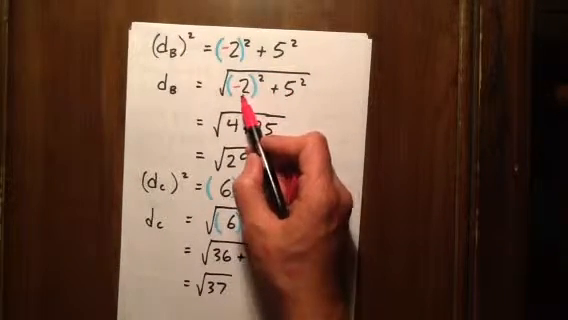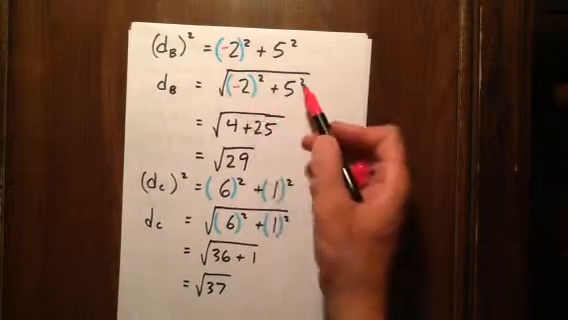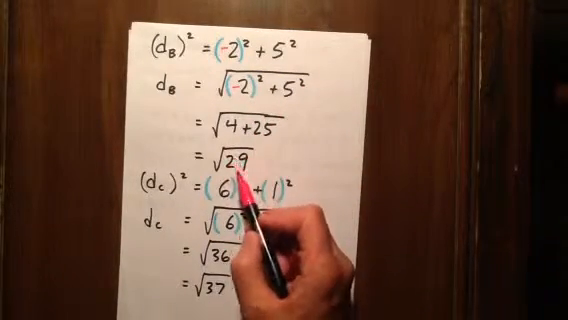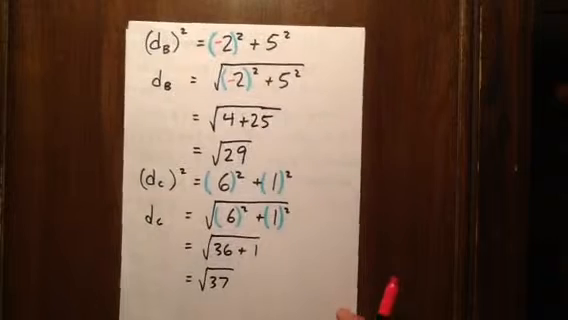Well, -2 times -2 is 4. 5 times 5 is 25. So the distance is the square root of 29. Okay?